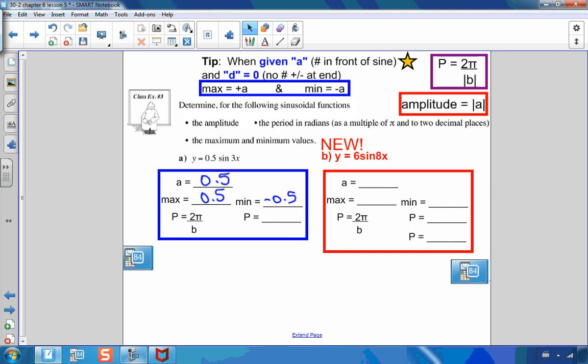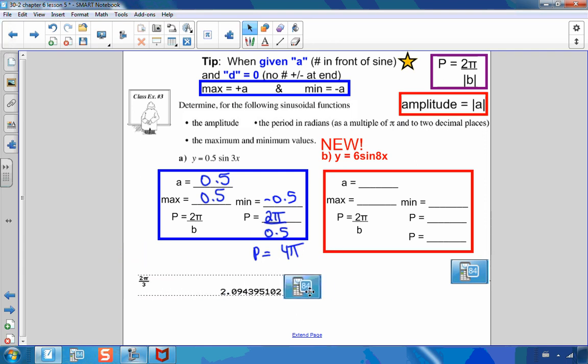Okay, and then the period is just 2 pi divided by your B value. So here I'm going to have 2 pi divided by my B value of 0.5. To figure out what that is, 2 divided by 0.5 is 4. So I'll just write that as 4 pi. They want it as a multiple of pi and to 2 decimal places. So this is a multiple of pi. And then to 2 decimal places, I just put it into my calculator and say that the period is about 12.57.